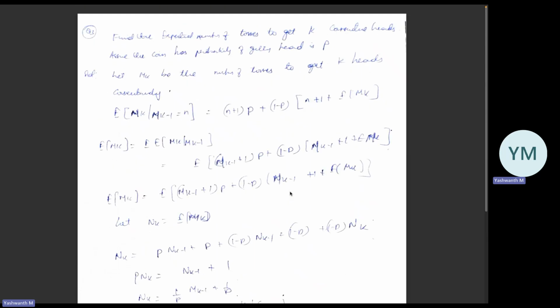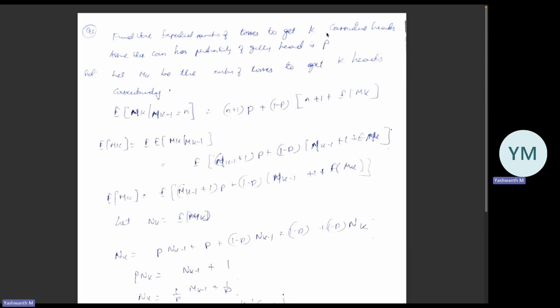And the third question is, we want to find the expected number of tosses to get k consecutive heads if the probability of getting head is p. So you can assume that M_k is the number of tosses to get k heads consecutively. M_k is a random variable. What we need to find is E of M_k.